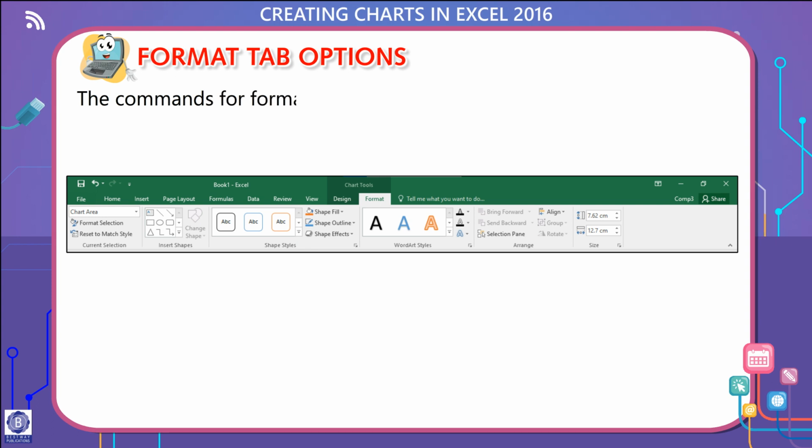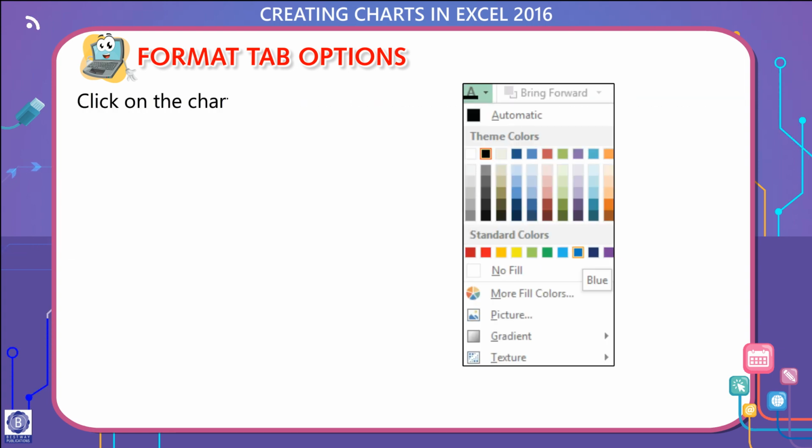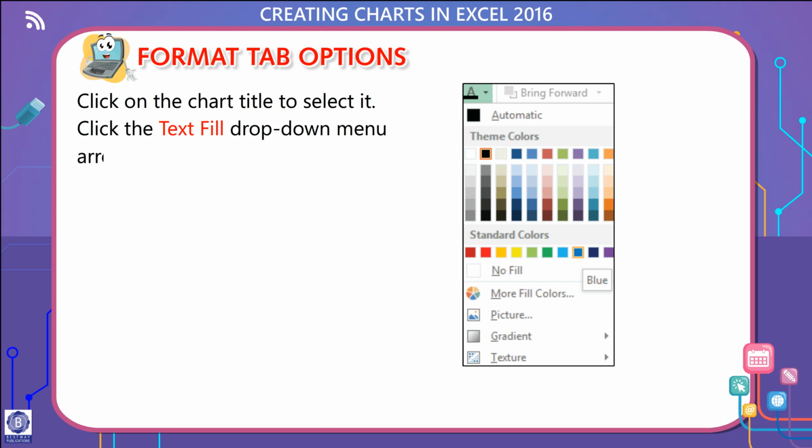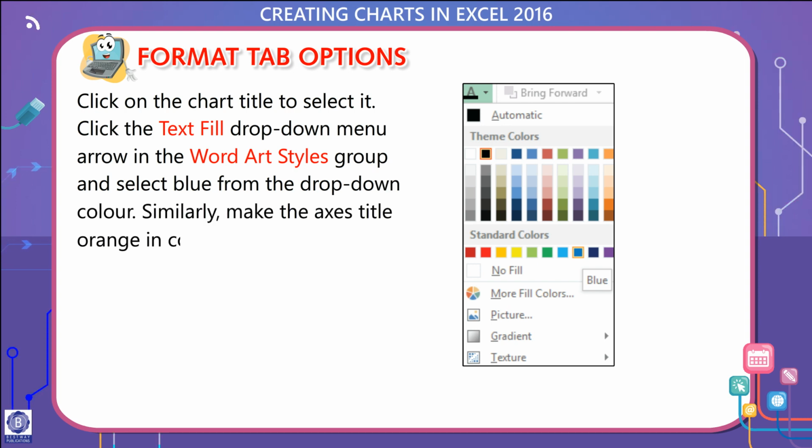Format tab options. The commands for formatting text and numbers in a chart are available on the Format tab. Click on the chart title to select it. Click the Text Fill drop-down menu arrow in the Word Art Styles group and select Blue from the drop-down color. Similarly, make the axis title orange in color.